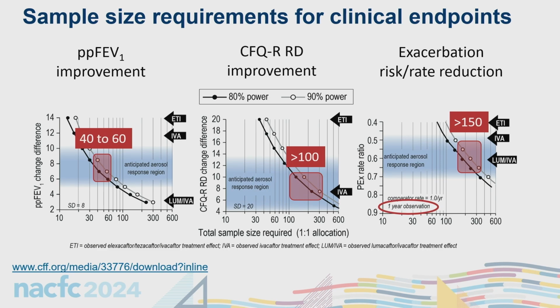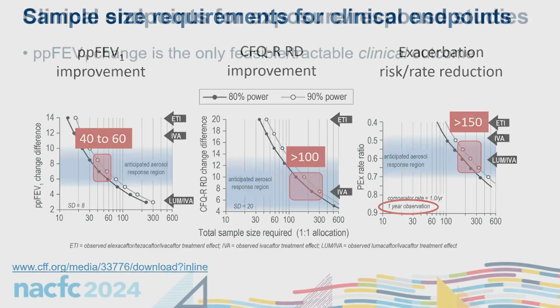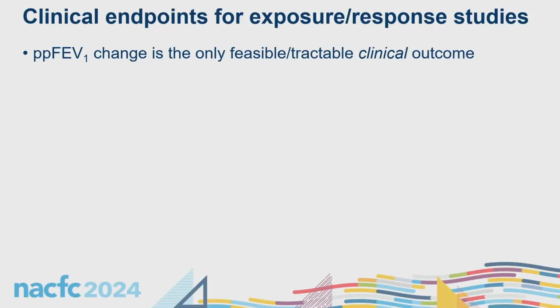As we look over at the ones to the middle and the right, that gets to be really difficult. And just to make it really complicated, on the CFQ-R respiratory domain, the difference between ivacaftor and ETI was huge. So it's very hard to know really what we should be aiming for. And then finally, over on looking at the risk of exacerbations, would love to do it. It takes a year, and it's going to take probably well over 150 patients to be able to see that difference. So you can quickly see that this becomes really difficult to utilize for the purposes of dose selection.